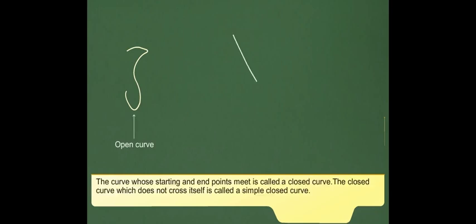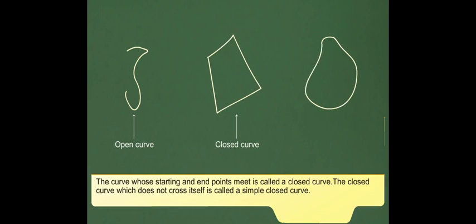The curve whose starting and end points do not meet is called an open curve. The curve whose starting and end points meet is called a closed curve. The closed curve which does not cross itself is called a simple closed curve.